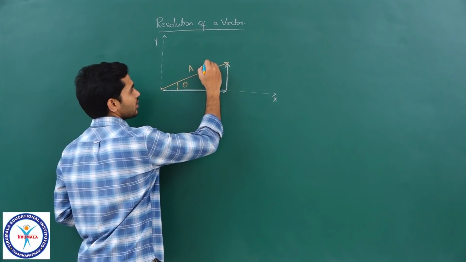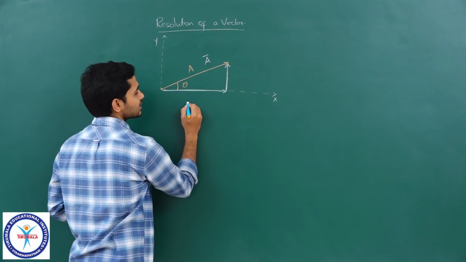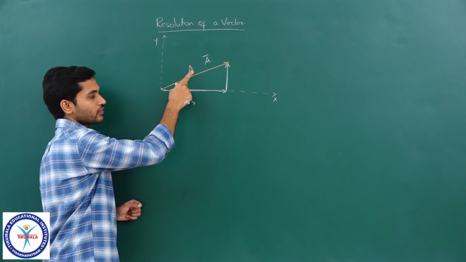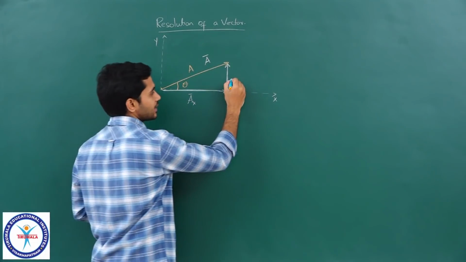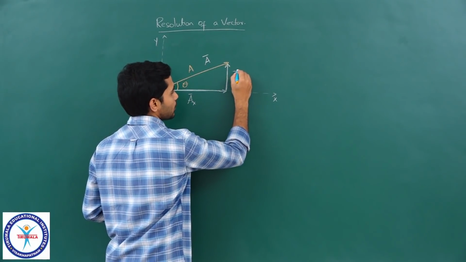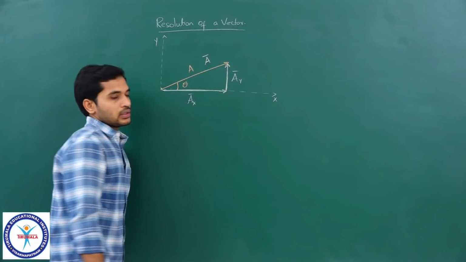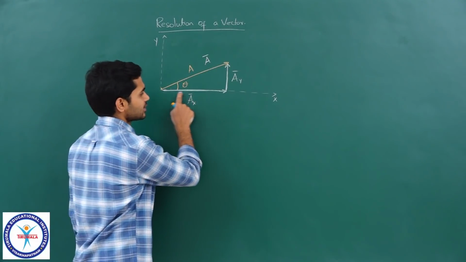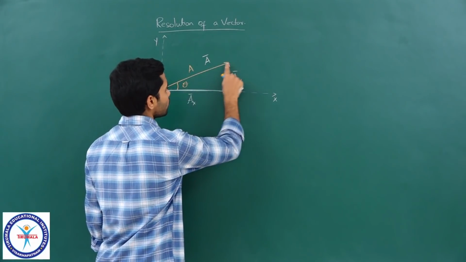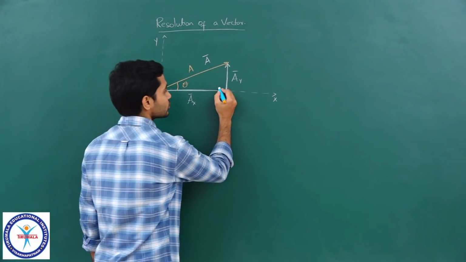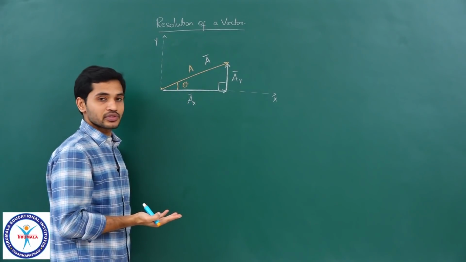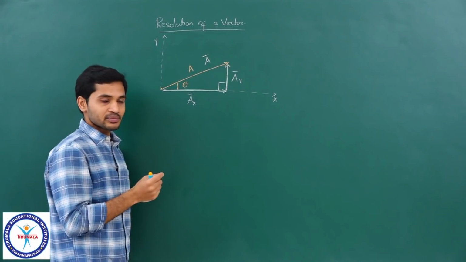If I name this vector a bar, let us name this as ax bar, which means the component of a along x, and let us name this as ay bar. Is that clear, students? You can clearly understand, right? This vector plus this vector will obviously give you this vector, and you can also see from the diagram that these two are perpendicular to each other. So, that is the method which we will be following, and it is a very simple method.